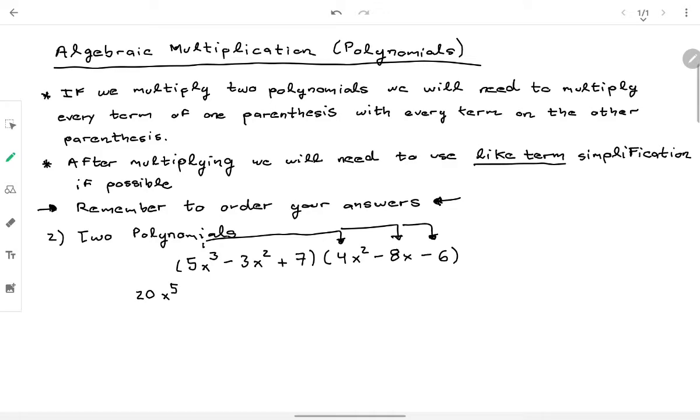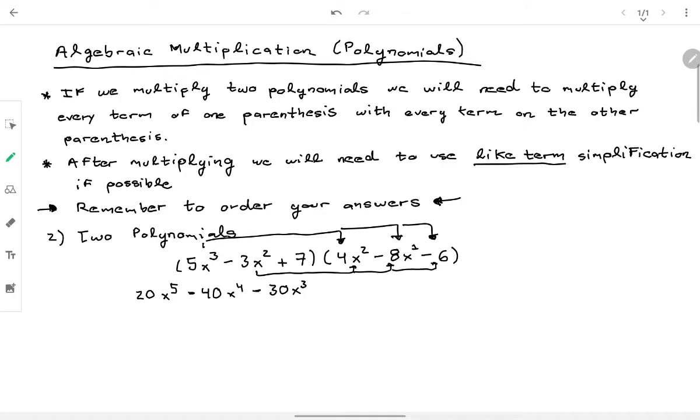Then the next one is going to be minus 8x multiplied by 5x cubed. So minus 8 multiplied by 5, it's minus 40. X cubed and x to the 1, it will be x to the 4th. The next one is going to be 5 times minus 6, it's minus 30x cubed. Then we will use the second term, multiplied by all the terms in the other parenthesis.